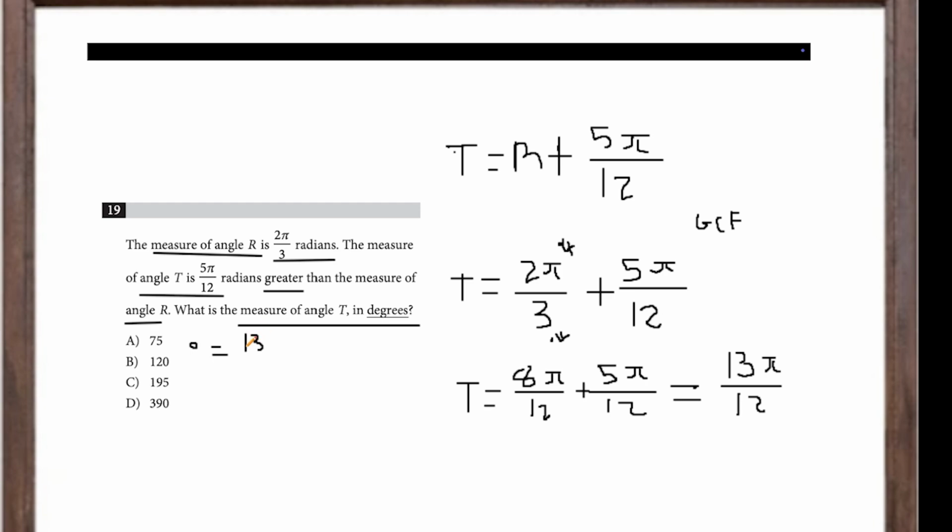So degrees is equal to 13 pi over 12. So we want to convert this to degrees. So we're going to use 180 over pi. That's what we use to convert to degrees. That's the ratio, the proportion you use to convert from radians to degrees. So we're going to have times 180 over pi. So you cancel out the pi on both sides. So you're going to have 13 times 180 divided by 12.